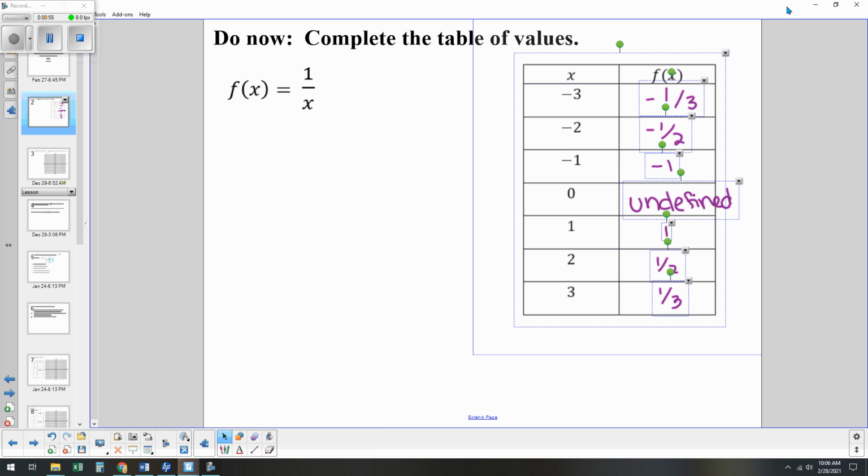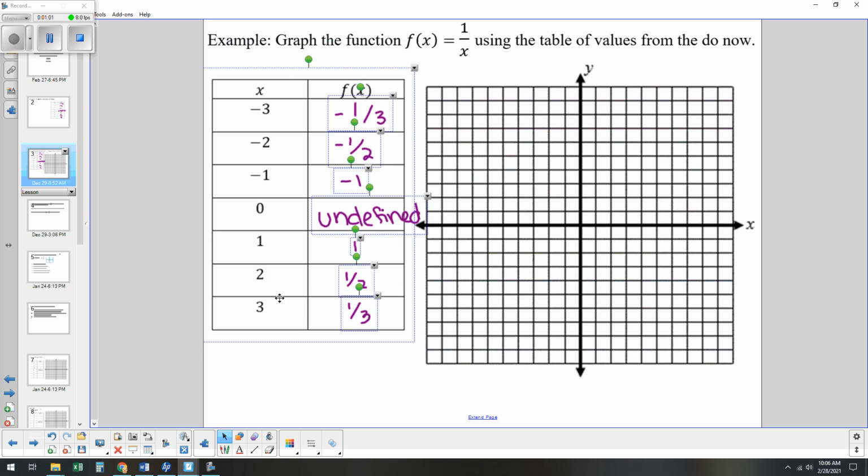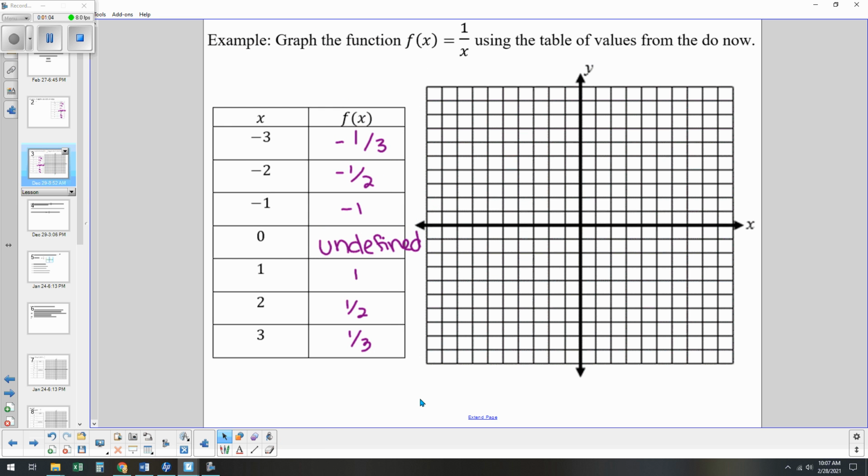All right, so I'm going to grab this, and we're going to go to our next slide. And now we're going to graph these points. So we're just going to have to estimate when it comes to these fractions. All right, it's not going to be exact, and that's fine. I cannot go through 0, right? So I'm not going to plug in 0 to graph that.